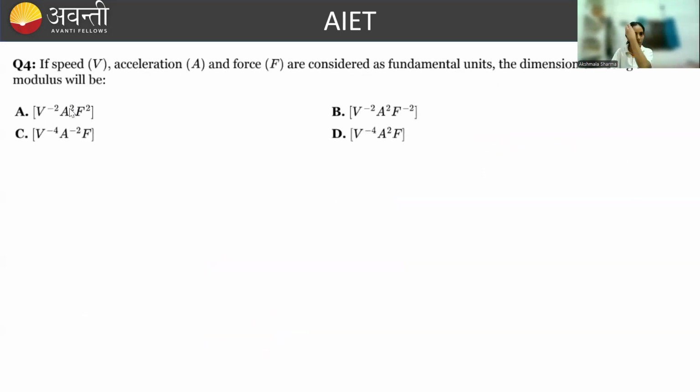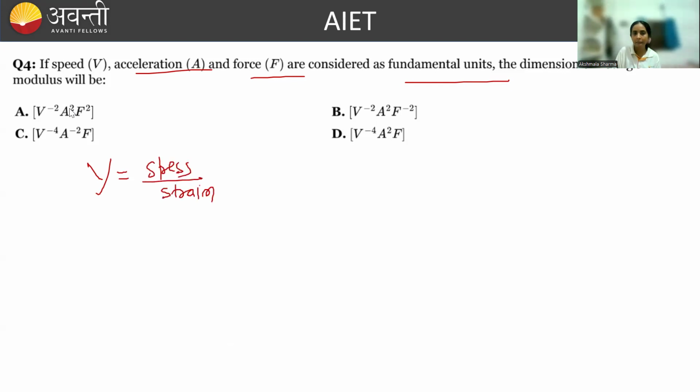Now let's do this question. If speed V, acceleration A, and force F are considered as fundamental units, what will be the dimension of Young modulus? So Young modulus is stress by strain. And strain has what dimension? Strain has no dimension, because strain is change in length by length, so this is dimensionless. And stress is your force per unit area.